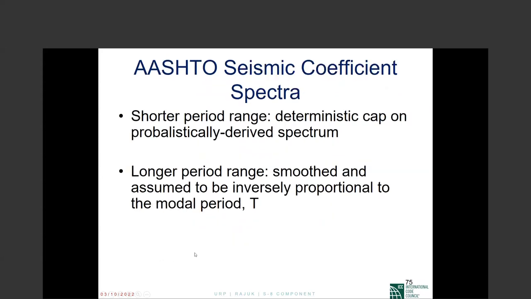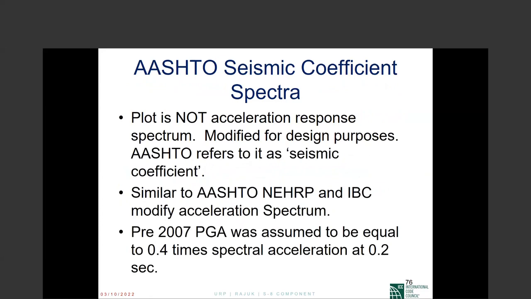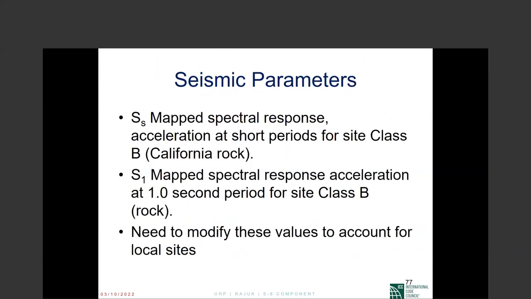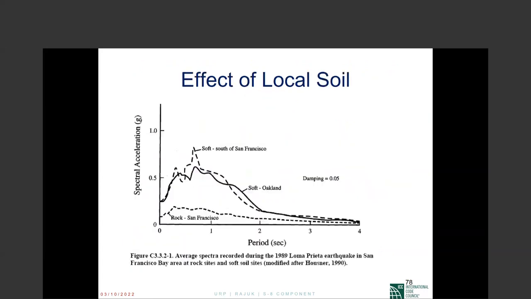Based on these, you will be able to get the seismic coefficient spectra, and make sure that this is not the acceleration spectra. This is the seismic coefficient spectra. This is what AASHTO actually calls it. So as I said, it's not the acceleration response spectrum, this is the seismic coefficient spectrum. So these are the maps, and you want to modify them to be able to account for the local sites.